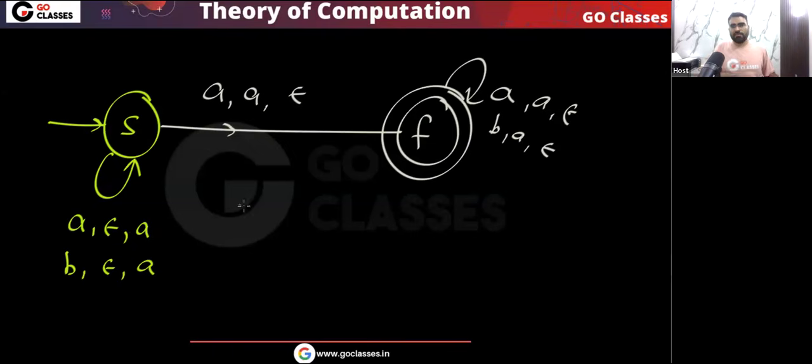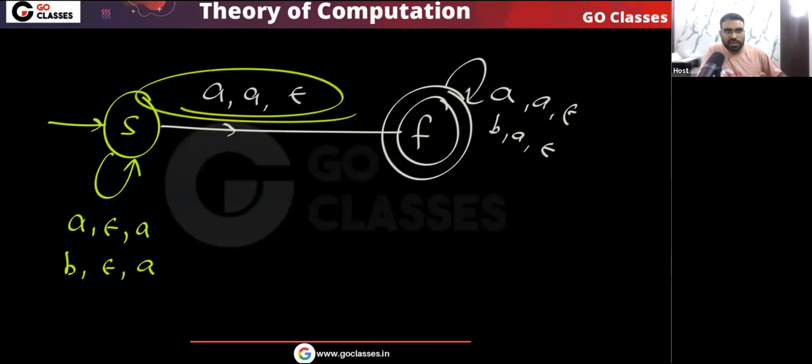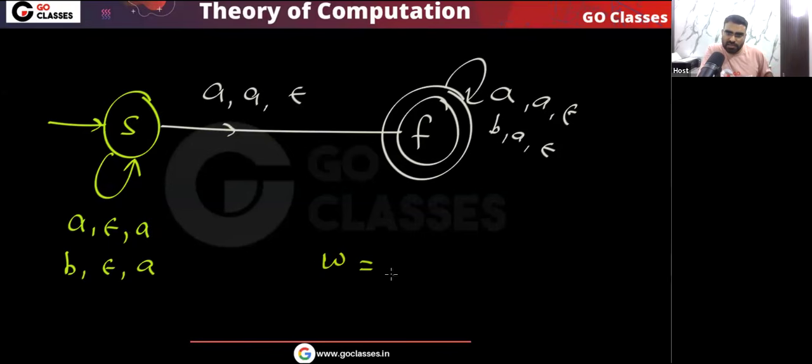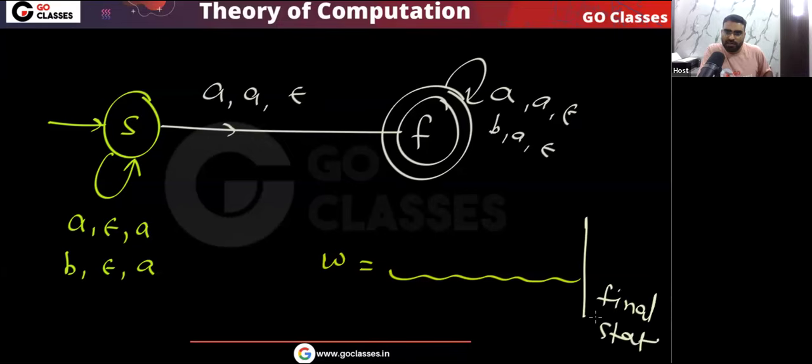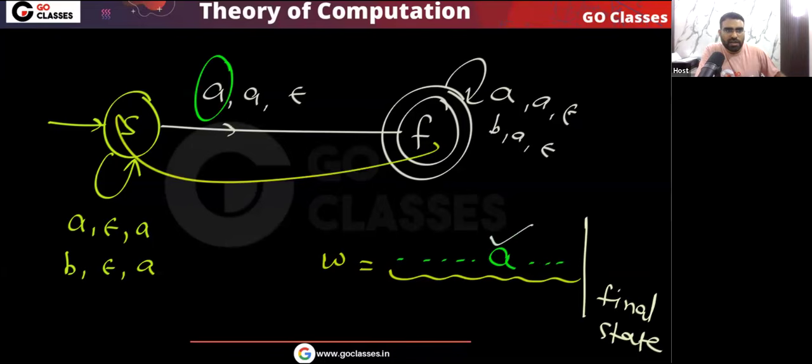Okay, look at this PDA. If I want to go to final state at the end of the string, then definitely at least one A should be there. Do you agree with me? Very simple question I am asking: if I want to go to final state at the end, then definitely one A should be there. This is one observation you can make. If I want to go to final state, then in the input string, I must have at least one A.